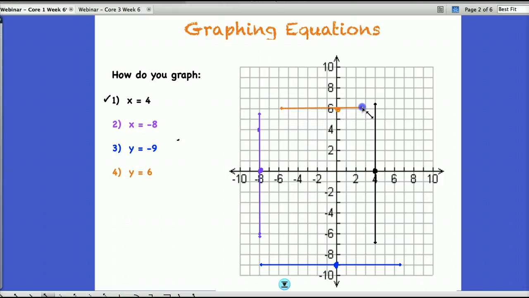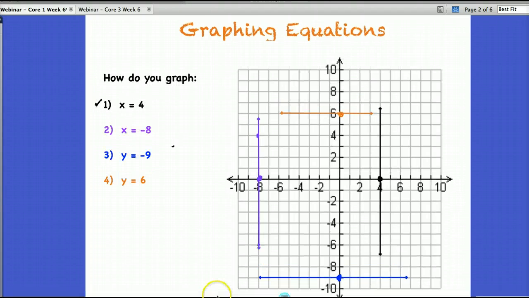So I just wanted to show you guys how to graph those graphs. They're very simple, and you'll see those in your Khan Academy practice.